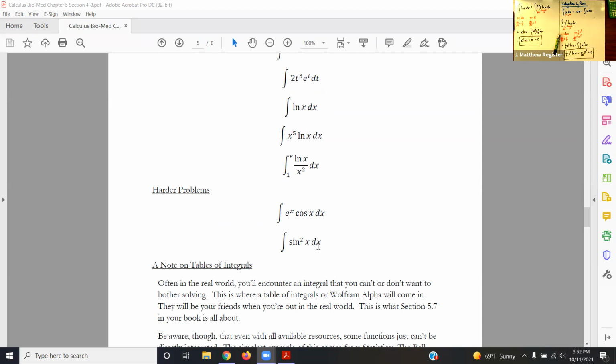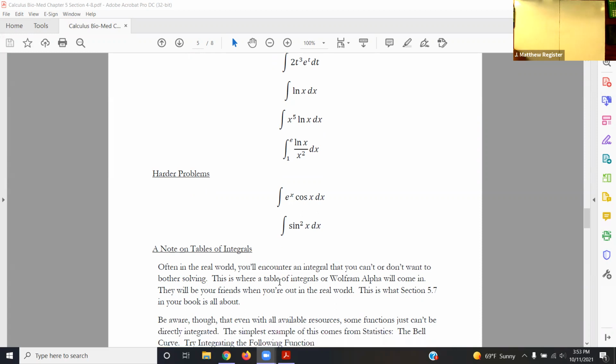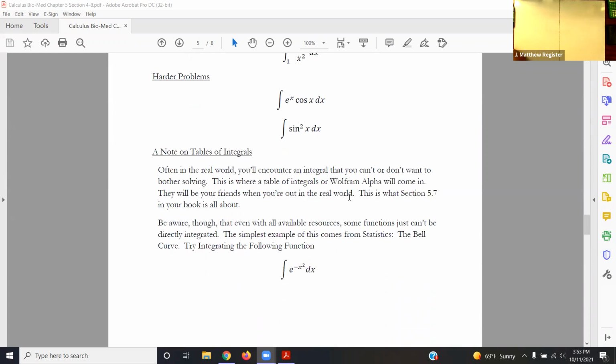But that leads to the next technique, which your book has an entire section devoted to, and I don't know how I feel about that. It's the idea of using tables of integrals. If you look in your textbook, in the back of the book, there is a table of integrals, which gives you the formulas for a bunch of different hard to integrate integrals. And that's what section 5.7 is all about in your textbook. It's just about trying to understand how you can integrate things like that.